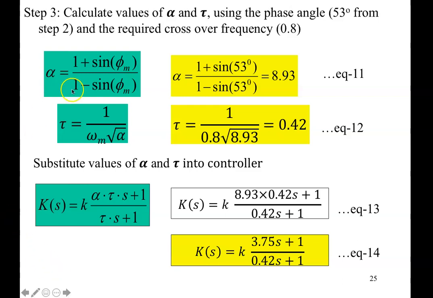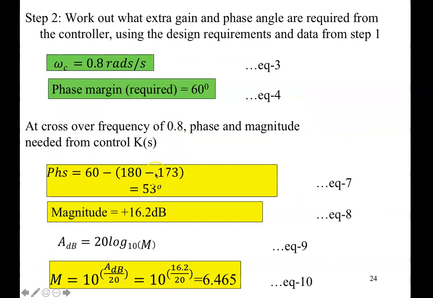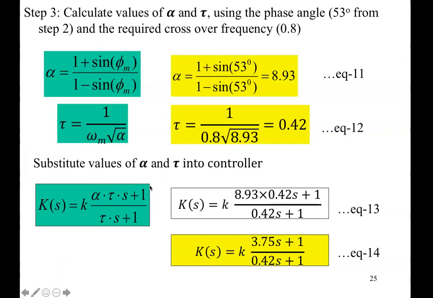Working out the alpha value is easy because we want 53 degrees out of the controller. That's equation 7. Okay, so I'm going to substitute this by 53, and that will give me an alpha value of 8.93. We want that angle at 0.8 radians per second. That's the frequency. So I'm going to use this frequency to work out the tau value. Tau equals 1 over crossover frequency times square root alpha. Do the calculation here, I get 0.42.